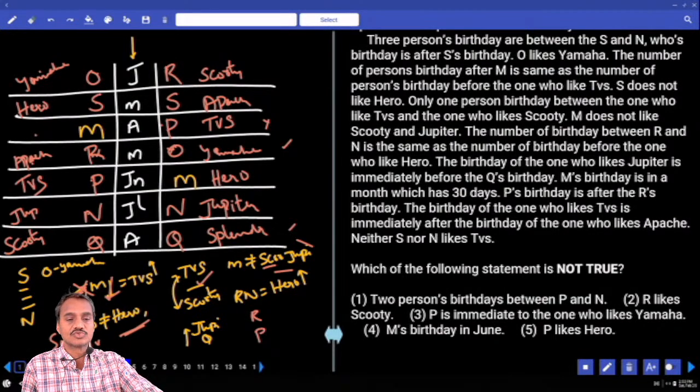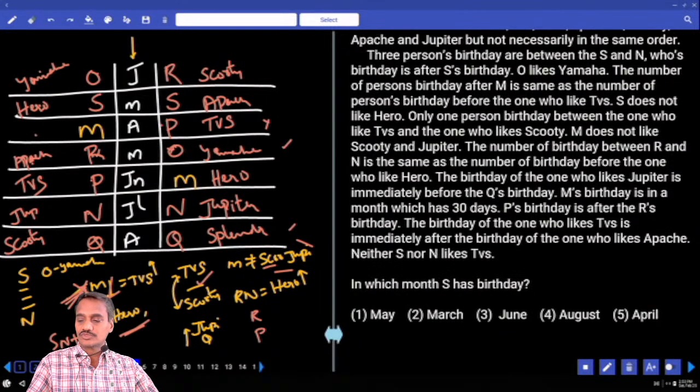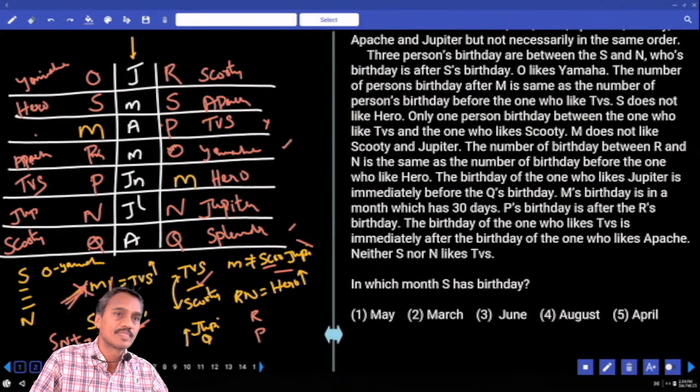And R likes Scooty, that's also true. P is immediate to the one who likes Yamaha, that is also true. M's birthday is in the month of June, that is also true. And P likes Hero, that is false. So what is your answer? Choice 5, question number 4. And finally, question number 5, in which month does S have a birthday? Now, S has his birthday in the month of March, choice 2, question number 5. Done?